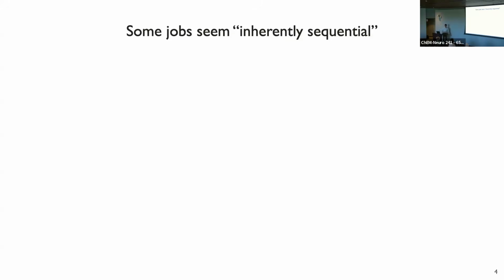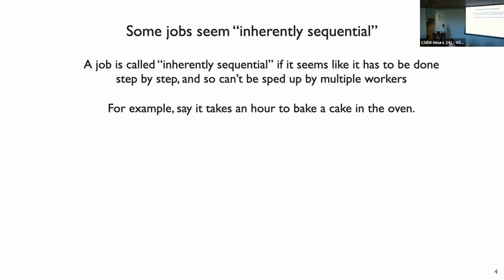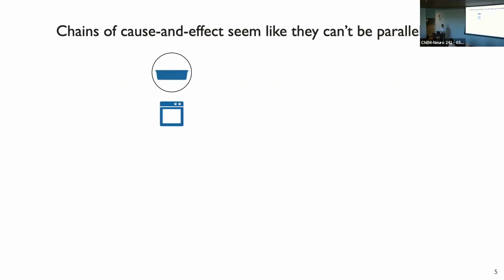However, there are other objectives in life that don't seem to allow for parallelization. A job is often called inherently sequential if it seems like it has to be done step by step, and so applying multiple workers to it can't speed it up. For example, let's say that we're baking a cake, perhaps to celebrate a thesis defense, which we'll do at 5:30, so come on back. But say it takes an hour to bake a cake in the oven. It would seem to be the case that 4 ovens can't bake that cake in 15 minutes. And why is that? It's because baking the cake is like a chain of cause and effect. It seems like it can't be parallelized.